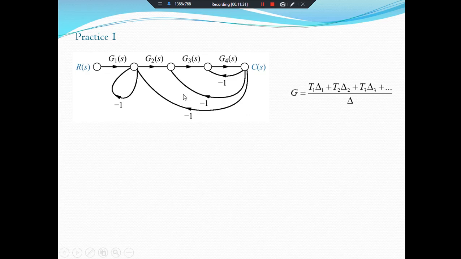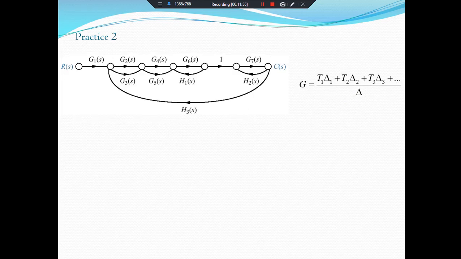Similarly, what is the value of delta k? Delta k in this case you have to find. Similarly, delta will be 1 minus the summation of loop gains plus the summation of loop gains taken 2 at a time, minus loop gains taken 3 at a time, and so on. So similarly, it's a practice problem for you again.